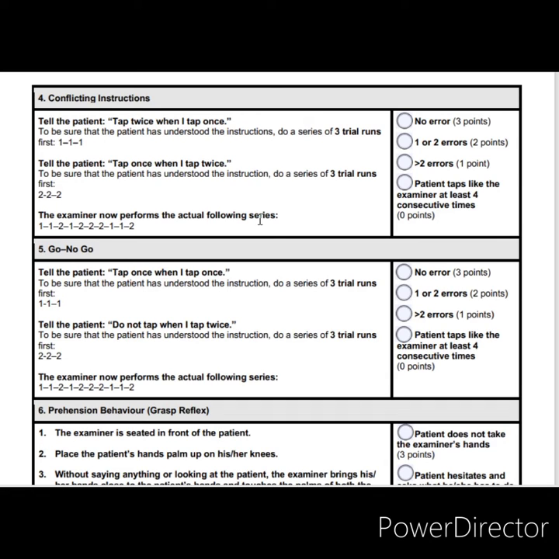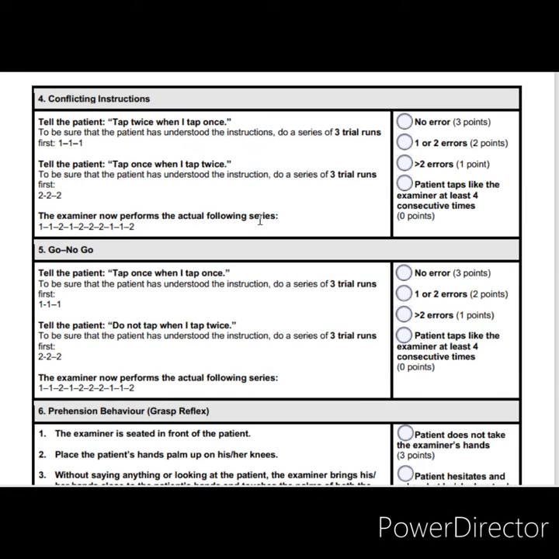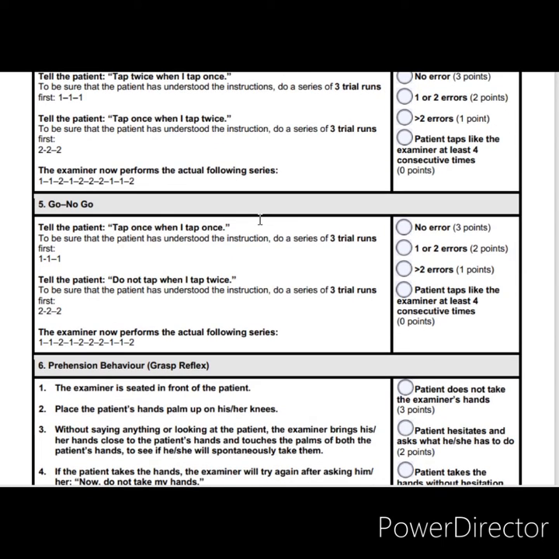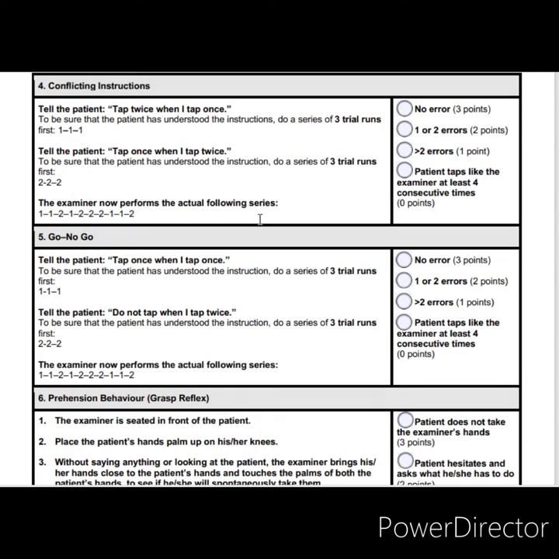If there is no error, 3 points are given. 1 or 2 errors, 2 points are given. More than 2 errors, 1 point is given. If the patient taps like the examiner at least 4 consecutive times, then 0 point is given.